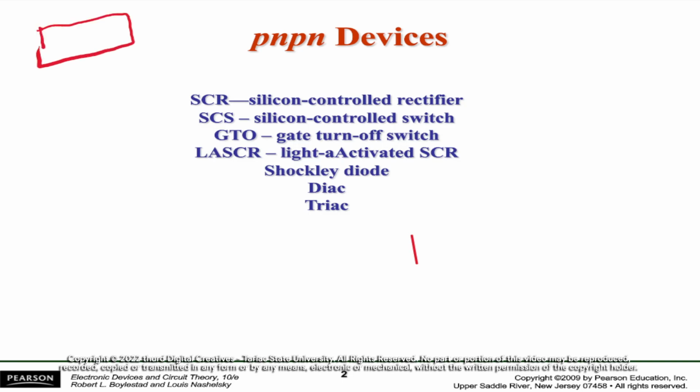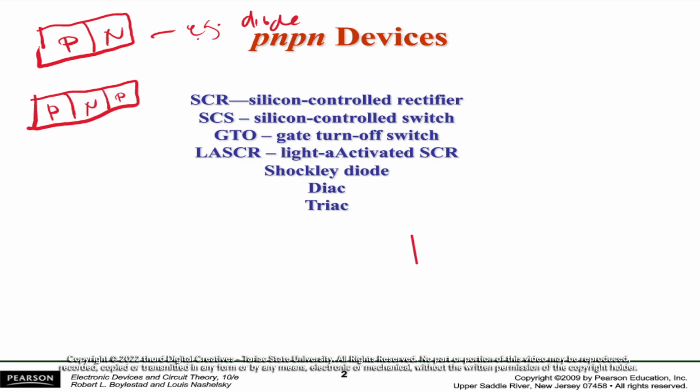Which is meron tayong P tsaka N. Meron tayong P-type tsaka N-type. Sometimes ang mga example nito is yung diode natin, o yung mga power diode. Tapos yung sumunod, yung 3-layer, which is yung mga example ng mga BJTs and FET, PNP o kaya NPN. So, these are the 3 types. Example niyan, mga BJTs and FET natin, or MOSFET, or the CMOS. So, they are 3-layer.